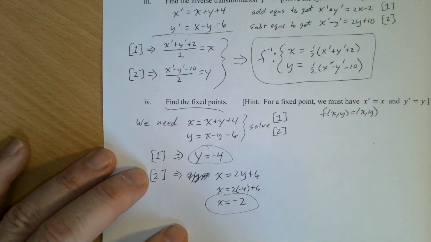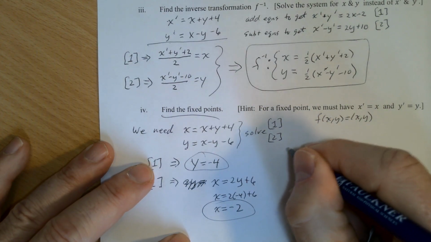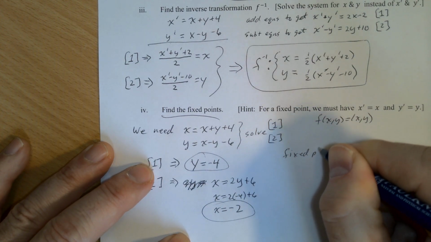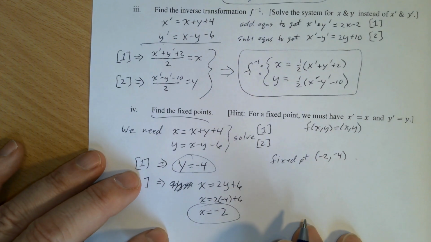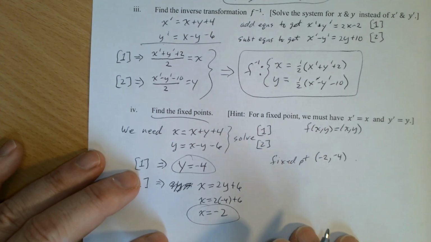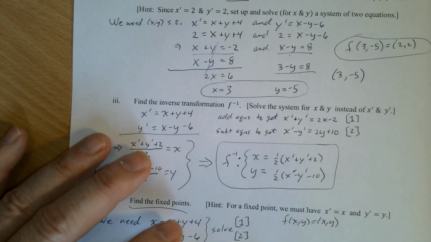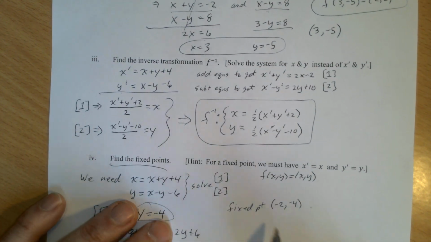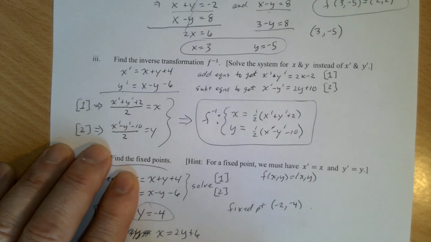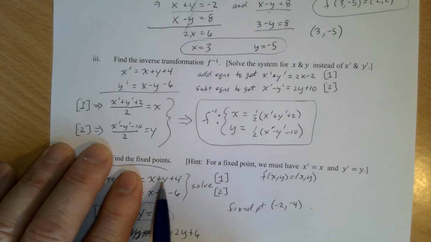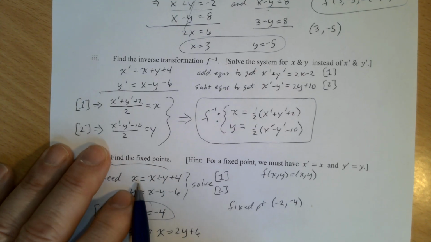So that's our fixed point. Fixed point is negative 2, negative 4. Let's verify that. If I plug in a negative 2 and a negative 4 here, I should get out a negative 2 and a negative 4. What is negative 2 plus negative 4 plus 4? Well, negative 4 plus 4 is 0, so I just get negative 2. So negative 2 stays the same.